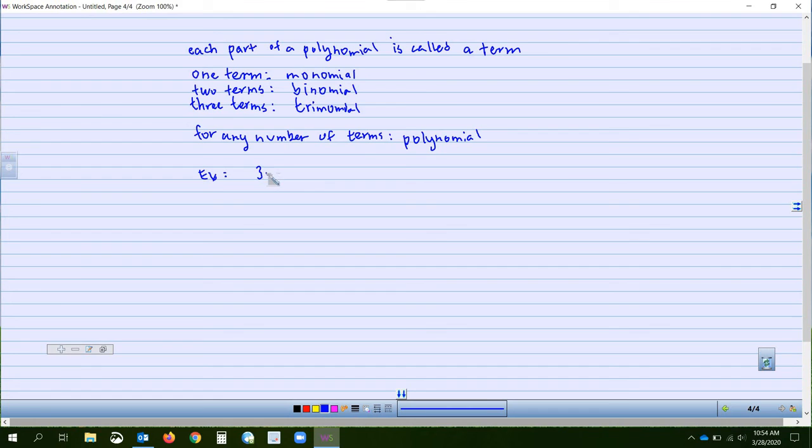So if I asked you, is 3x squared a polynomial? The answer would be yes, and that would be a monomial. Again, the coefficient is 3, the base is x, and the exponent is 2. If I did 3x squared plus 2x, that would be a binomial. This is the first term, and this is the second term. The 3 and the 2 are both, again, coefficients. The base on both of these is x. The exponent on this one is 1, and the exponent on that one is 2. And then if I were to go 3x squared plus 2x plus 1, now we would have a trinomial.